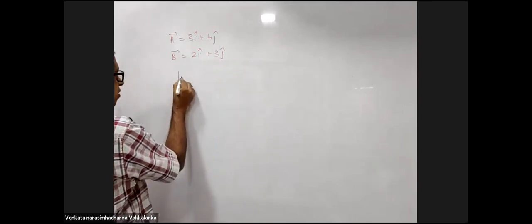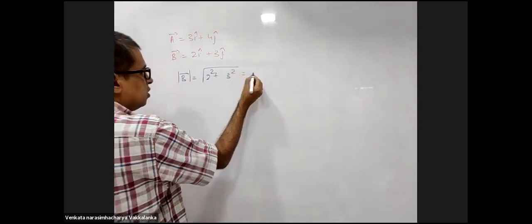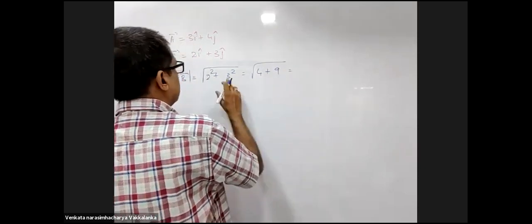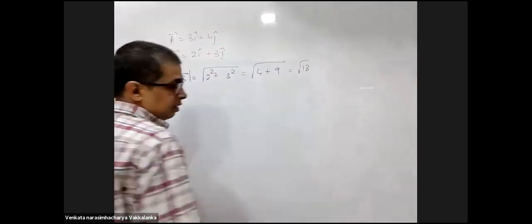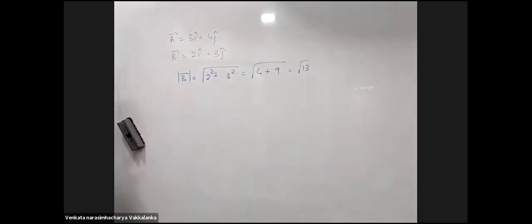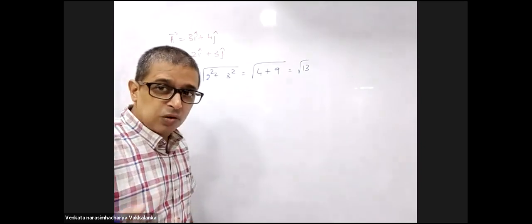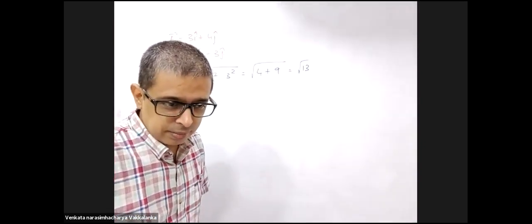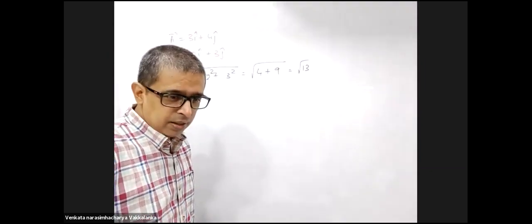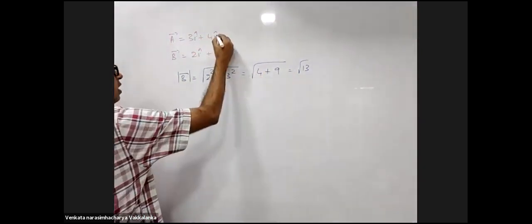Magnitude is that of B. First find out the magnitude: root over of 2 square plus 3 square, root over of 4 plus 9. This will be root 13. Is my calculation correct? Yes, sir. Now, magnitude of B and in the direction of A. That is what we asked. Or did we ask the reverse, magnitude of A in the direction of B? Magnitude of B in the direction of A.